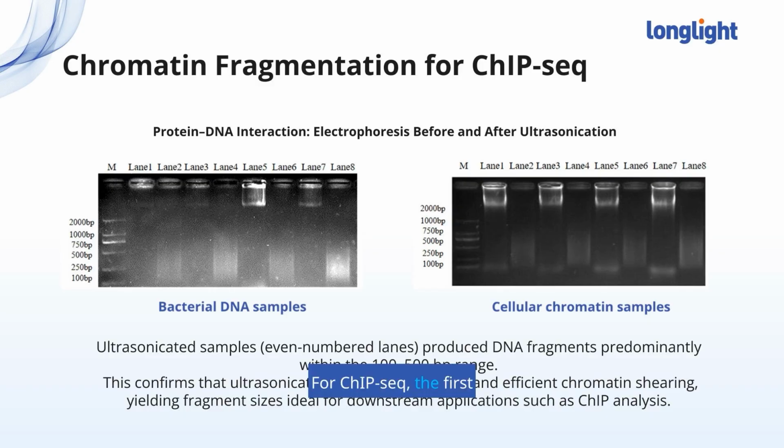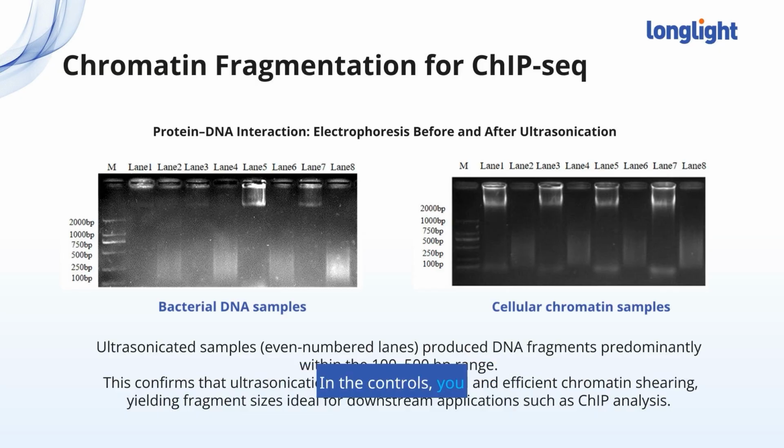For ChIP-seq, the first question is always, can your shearing give us clean 100 to 500 bp chromatin without destroying epitopes? Here is a simple demonstration on bacterial DNA and cellular chromatin. In each gel, the odd-numbered lanes are unsonicated controls. The even-numbered lanes are after focused ultrasonication.